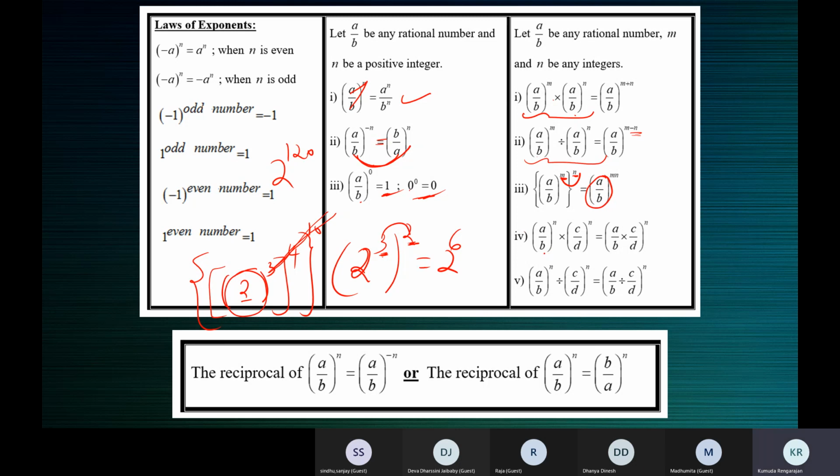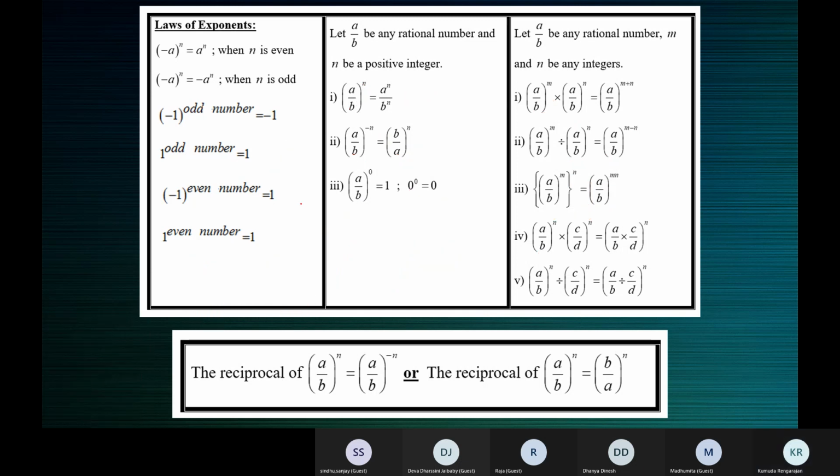In the next law, the bases are different: a by b, c by d. The bases are different, but they're raised to the same power. Let's see the difference. In the first one, the bases are same, a by b, a by b. The bases are same, the powers are different, m and n.